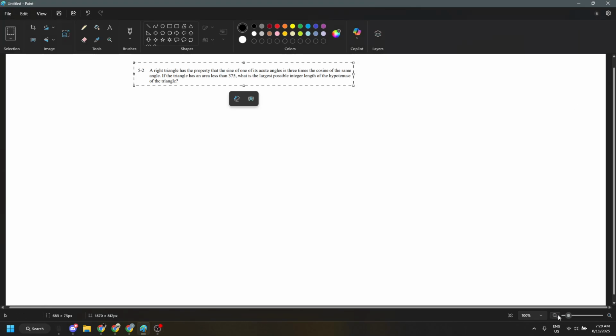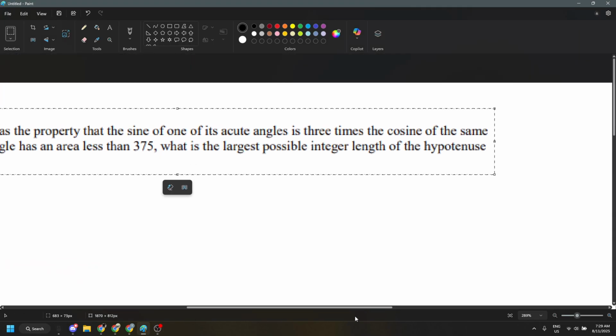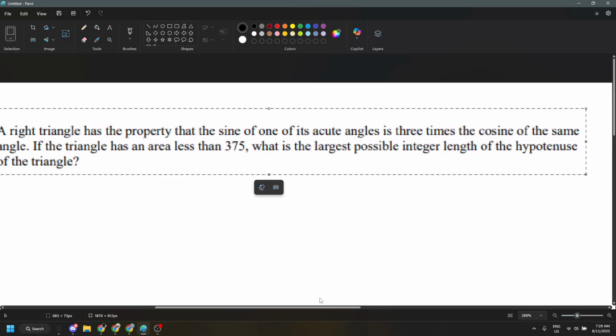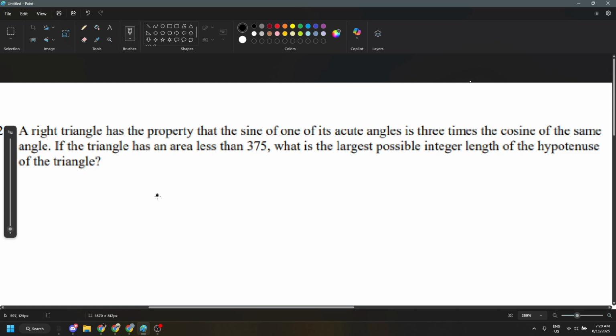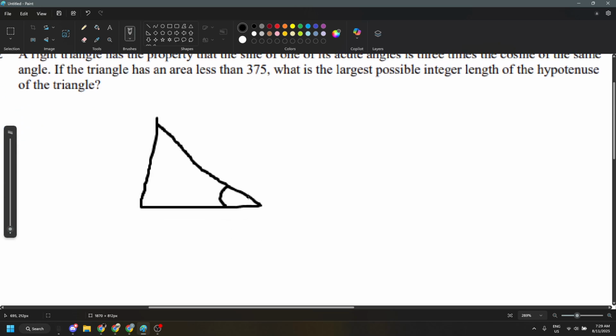Okay, let's do this. So, we have a right triangle, right? And it has the property that the sine of one of its acute angles, so opposite over hypotenuse, is 3 times the cosine of the same angle. If the triangle has an area less than 375, what is the largest possible integer length of the hypotenuse of the triangle?